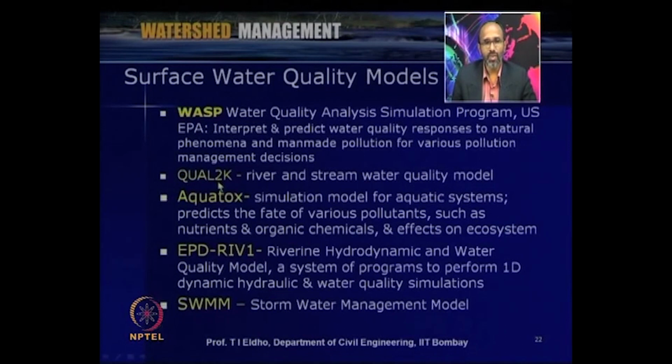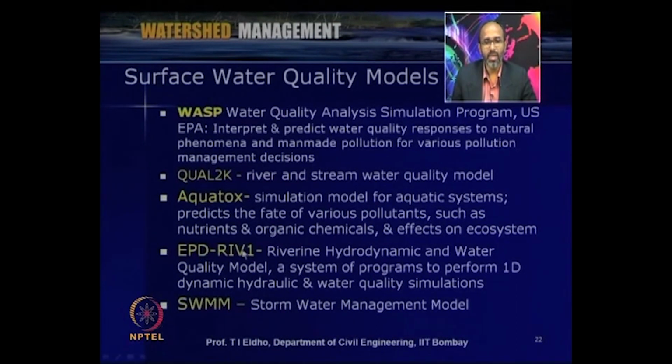Then another model is called QUAL2K, Quality 2K. These models we can use for river and stream water quality modeling, either in 1D or 2D. And then another model is called AQUATOX. This model is used for simulation of aquatic systems. It predicts the fate of various pollutants such as nutrients and organic chemicals, or effects on ecosystems.